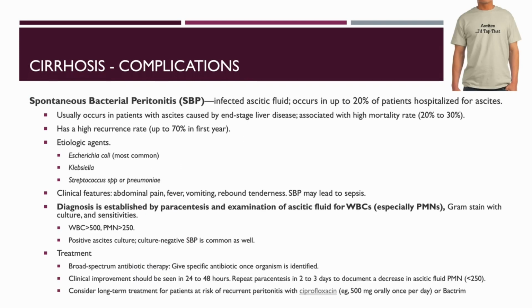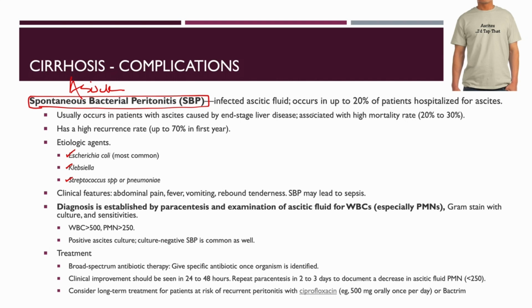Like we mentioned before, whenever you have ascites, we can have a spontaneous bacterial peritonitis. Essentially, fluid is hanging out in the belly, and anytime you have stagnant fluid in places in the body, it is a risk for infection. So that fluid essentially becomes infected, and the main agents that cause it are going to be E. coli, which is most common. You can also get Klebsiella and Strep pneumoniae or Staph.